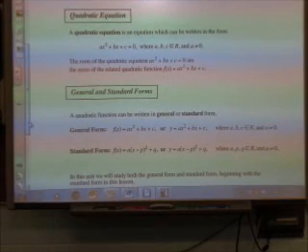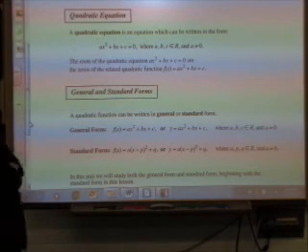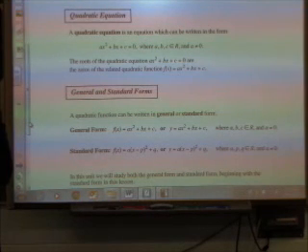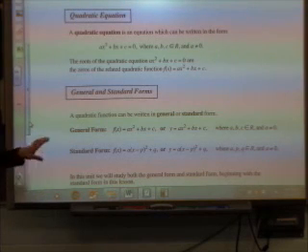A quadratic equation is when I let it equal 0. The roots of the equation are related to the zeros of the function, which are also related to the x-intercepts of the graph. So that was from yesterday. The roots, the zeros, and the intercepts are all interrelated.